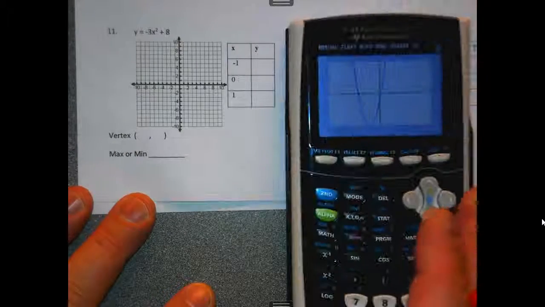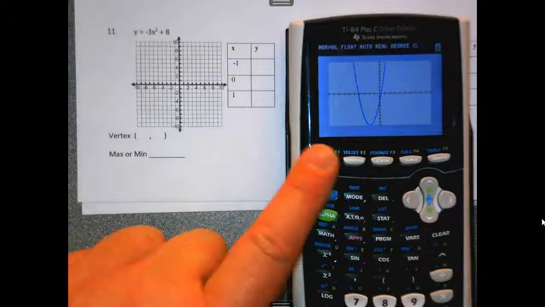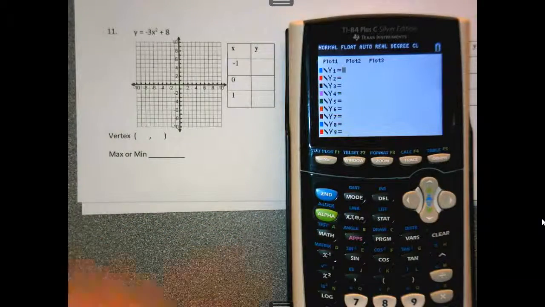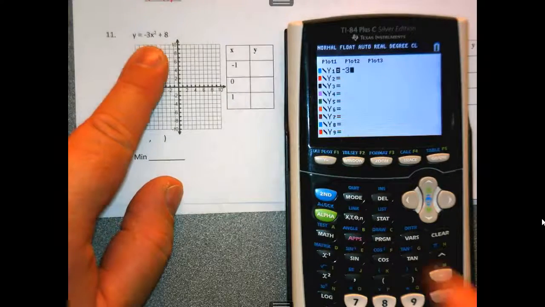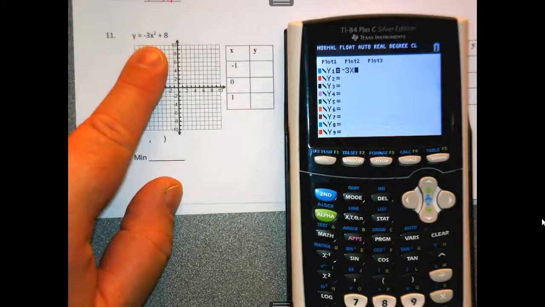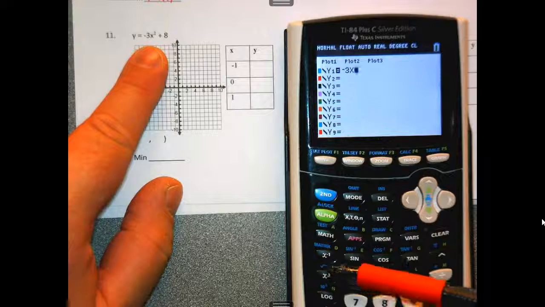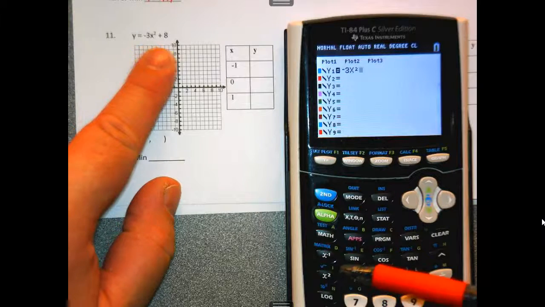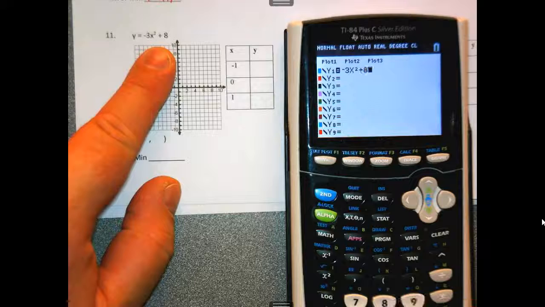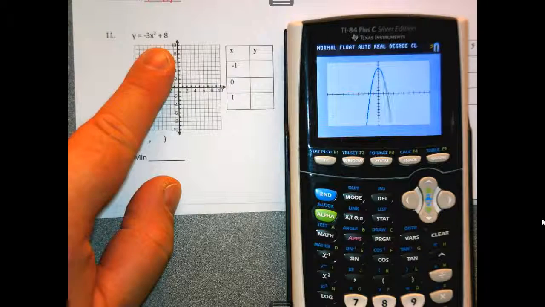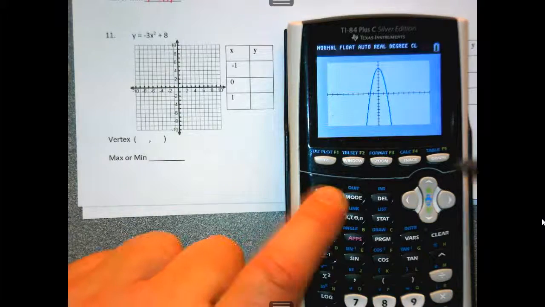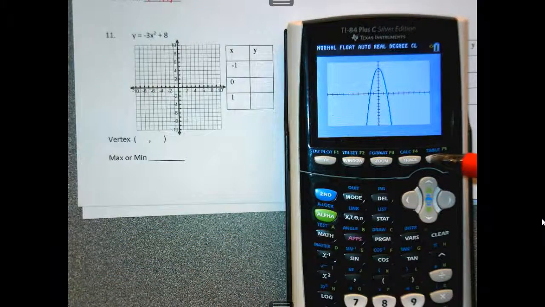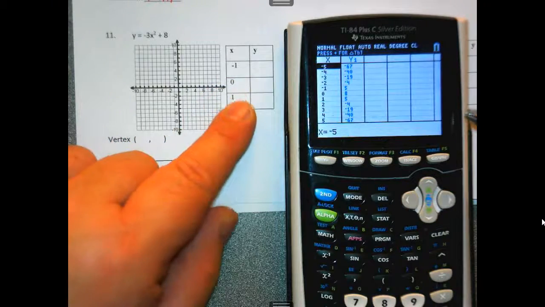Okay, number 11. Put it in our y equals. We have -3x squared plus 8. Hit graph. So this one opens down, so we're going to have a maximum this time, right? Second graph brings up my table.